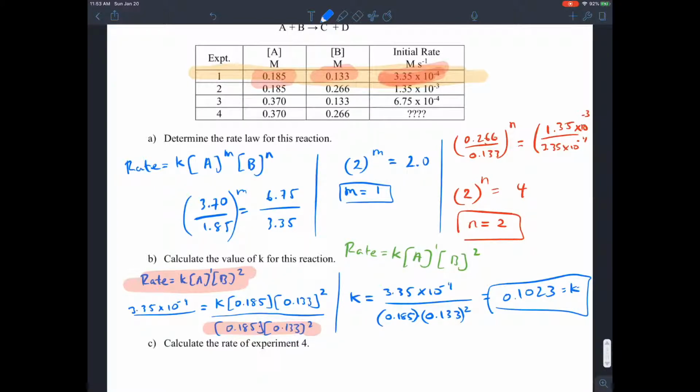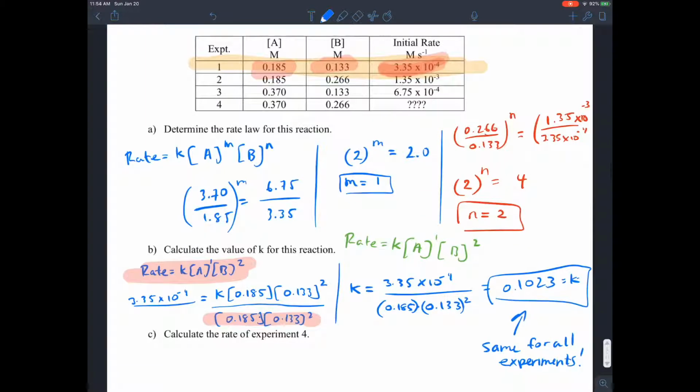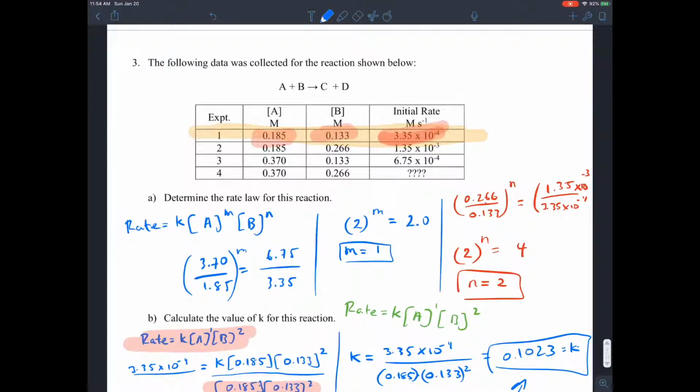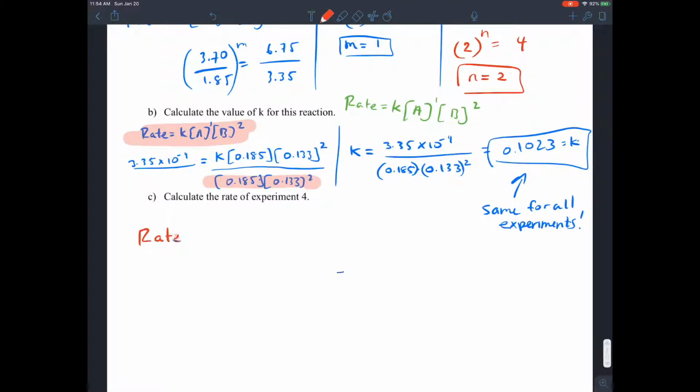Very simple. So now that K is going to be the same for all 4 of our experiments, and that is key. So that's super key. Same for all experiments at the same temperature. Because K actually concerns temperature and a lot of other things, which we'll go over later in different videos. But for right now, just remember that your K constant is the same for all of these experiments that you see. And we can exploit that, because in part C, we're determining the rate of experiment 4, which we don't know. But we can know if we use our rate expression, our rate law, which is why this is so helpful. Our rate we found to be K times A times B squared.